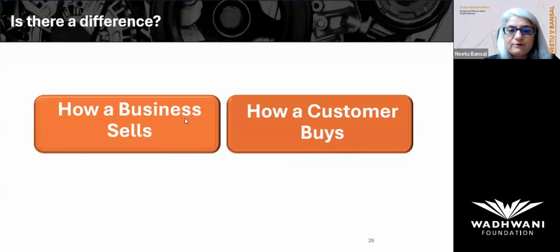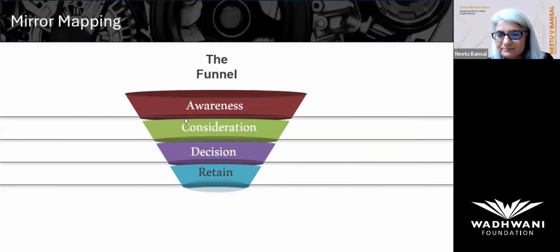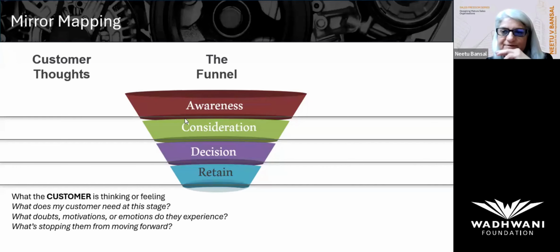So for us to help business owners think about this, I have created something called mirror mapping. What we do in mirror mapping is you take your current sales funnel, whatever the stages are. I've given a four-stage example; you may have 5, 6, or 3, so put in your current stages. Then on the left side, I map out what the customer is thinking or feeling.